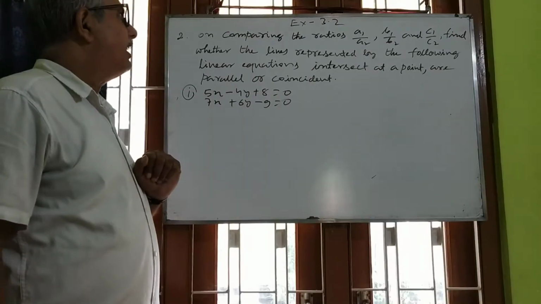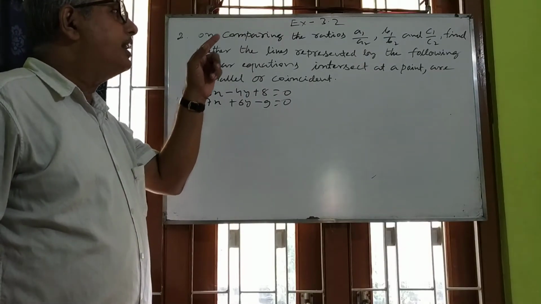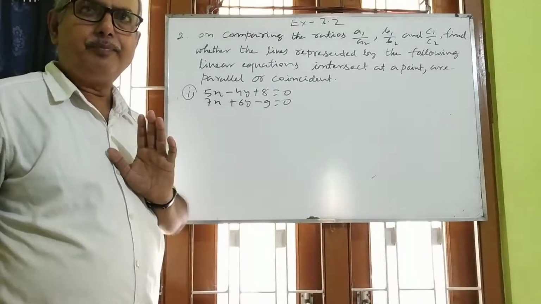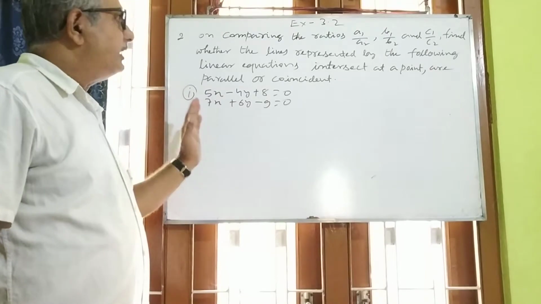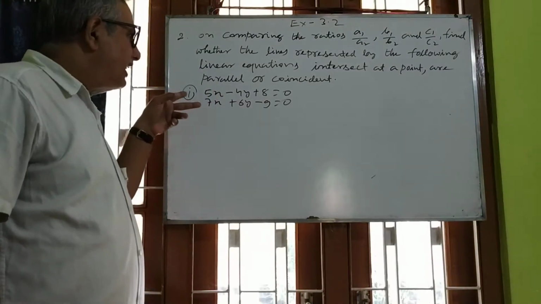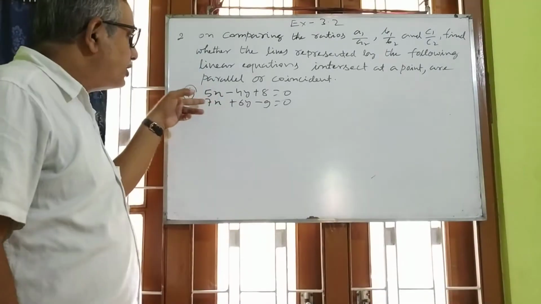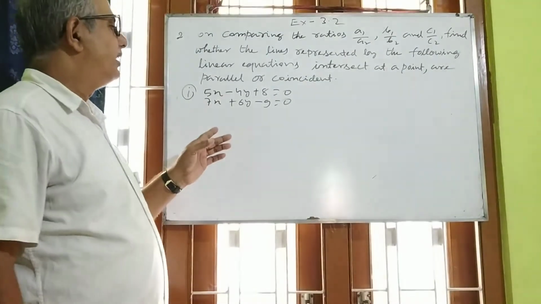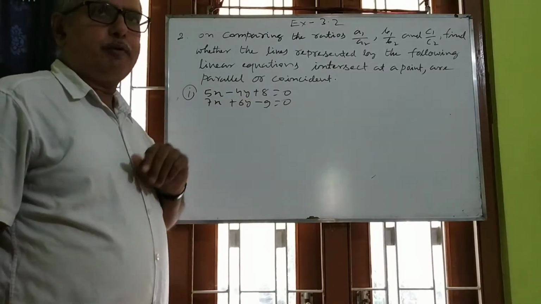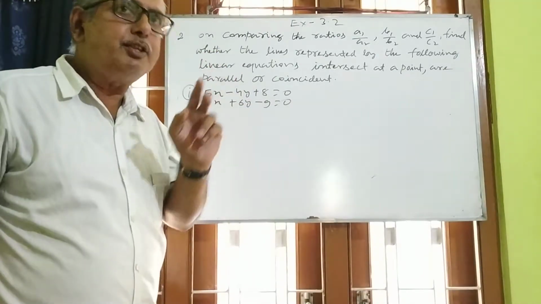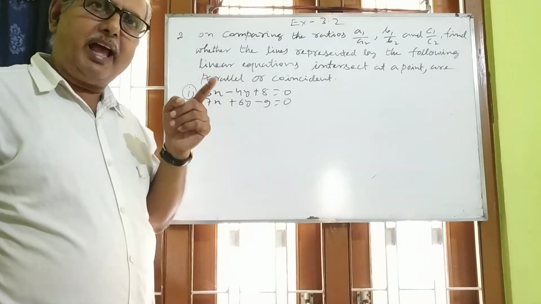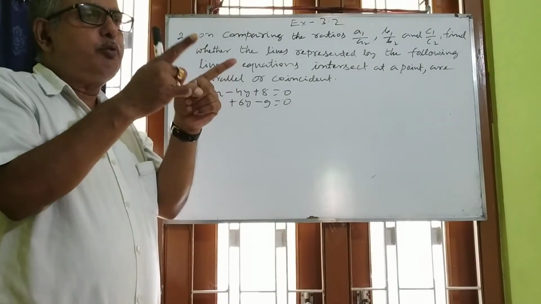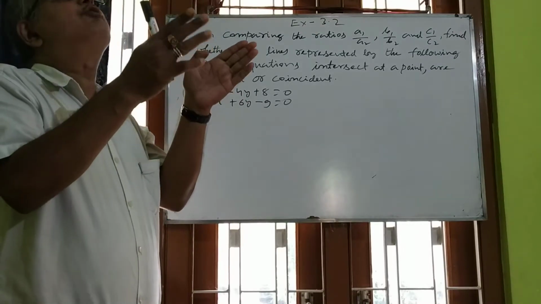Second question is what? Compare A1 by A2, B1 by B2, C1 by C2. And then you take whether the lines from these two equations, whatever equations you are seeing on the board, from these two equations you tell what lines you will draw, whether the lines will intersect at a point, or the lines will be parallel, or the lines will be coincident.